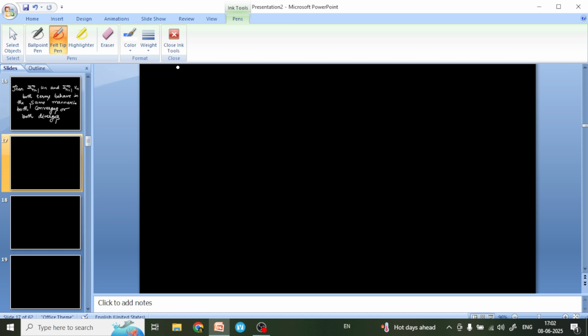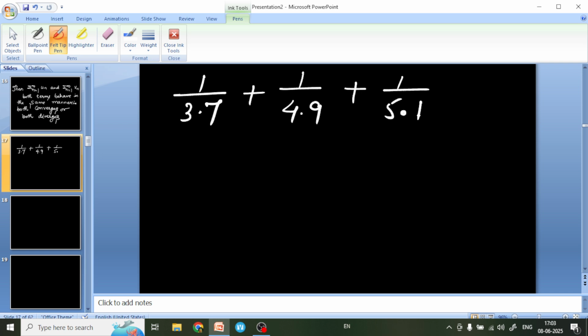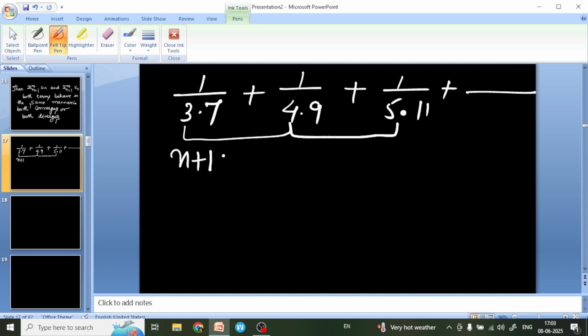Now I am taking one example for solving this. For example, you are given the series 1 by 3.7 plus 1 by 4.9 plus 1 by 5 into 11 plus and so on. Here you can see how this series increases: n plus 1 way. Here we will take n equal to 3, and n plus 1 the next number, and this series will come by 2n plus 5 way. How?